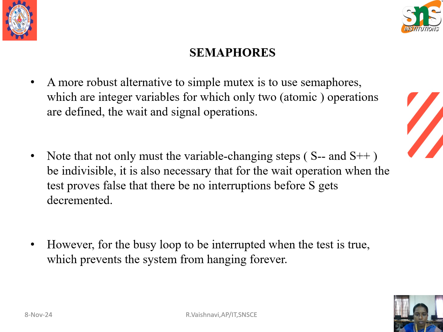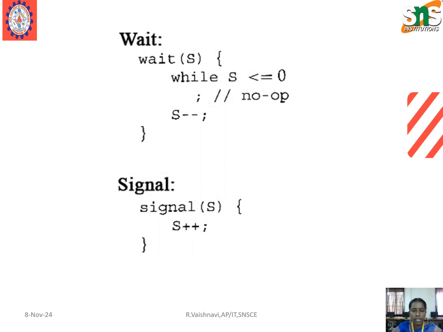It is also necessary that for the wait operation, when the test proves false, there be no interruption before s gets decremented. However, the busy loop must be interruptible when the test is true, which prevents the system from hanging forever. Here we have the syntax for the wait and the signal operations.